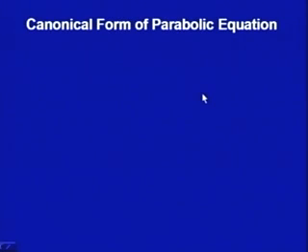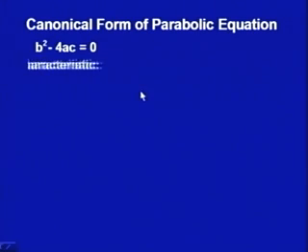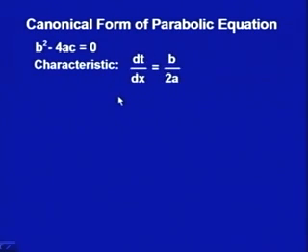So, let us take the first case as the canonical form of a parabolic equation. Parabolic equation means b square minus 4ac is 0. That says I would get only a single characteristic, given by the equation dt by dx is equal to b upon 2a. If I integrate this, I would get the integral as phi(x,t) is equal to c. Whatever it may be, depending upon whether b and a are functions of x or t, we get its integral as phi(x,t) is equal to c. This is a single equation.